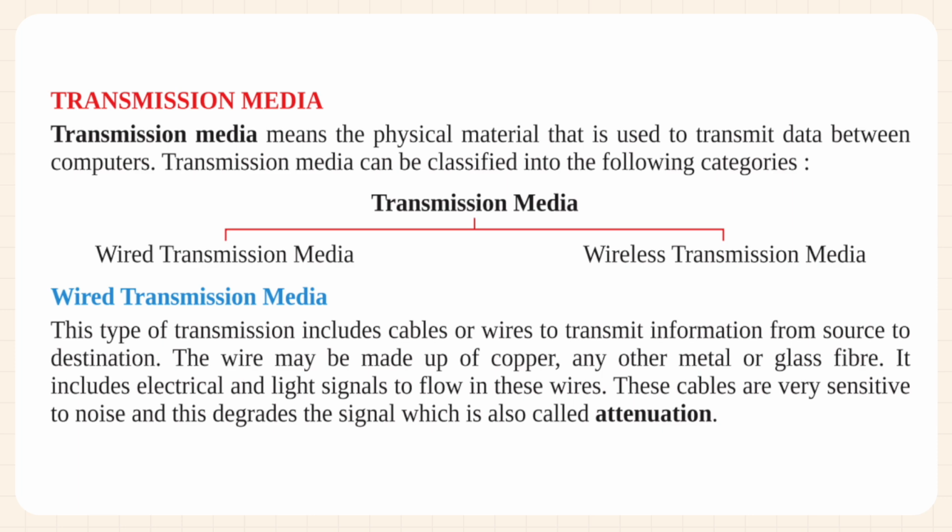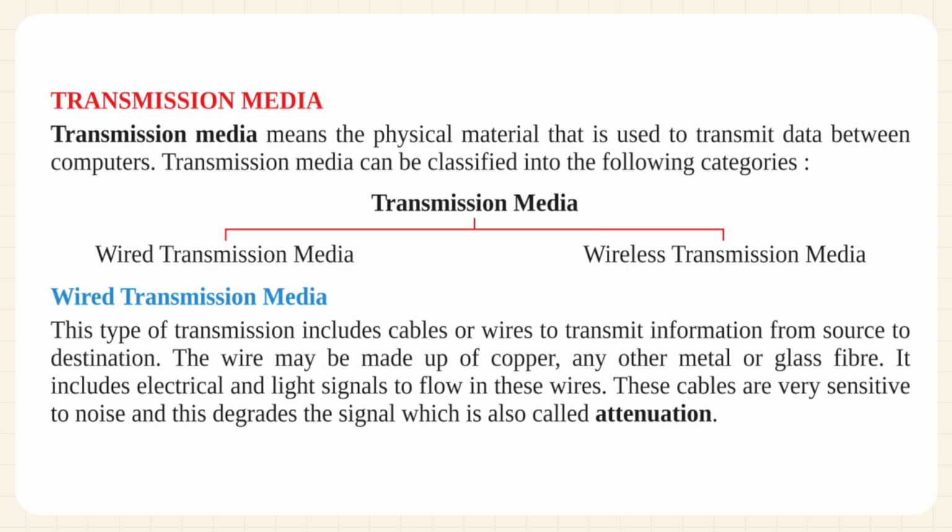Transmission media. Transmission media means the physical material that is used to transmit data between computers. Transmission media can be classified into the following categories: wired transmission media and wireless transmission media.